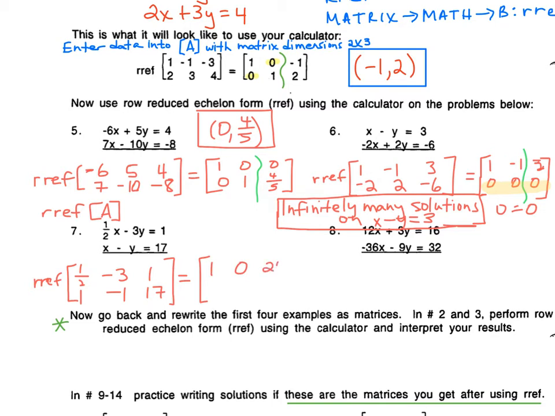All right, your resulting matrix should be 1, 0, 20, 0, 1, 3. And again, we'll separate this and interpret. And if we notice in this case, we do have 1s on the diagonal and 0s everywhere else. So when we go through and interpret that, we're going to get that x is equal to 20 and y is equal to 3, so our ordered pair answer is (20, 3).